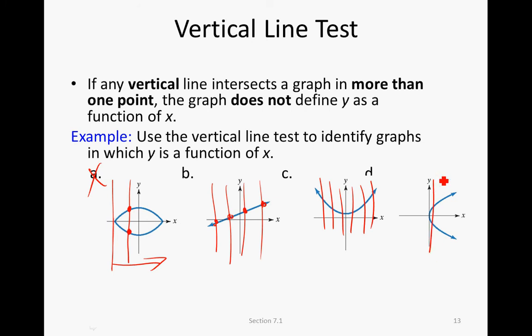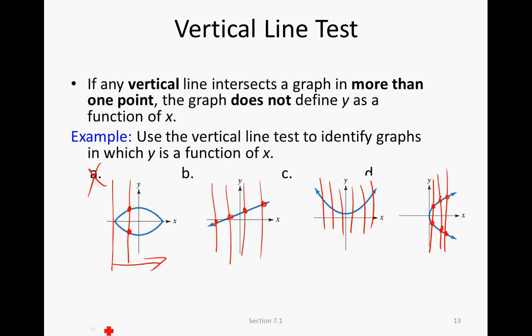But look at here what happens with my vertical line test on case D. There's 2 points again. For every x that is greater than 0, there are 2 solutions for y. So a vertical line test will define a function, and the definition of a function is there's only one y for each value of x. So you can use the vertical line test to determine if things are functions or not.